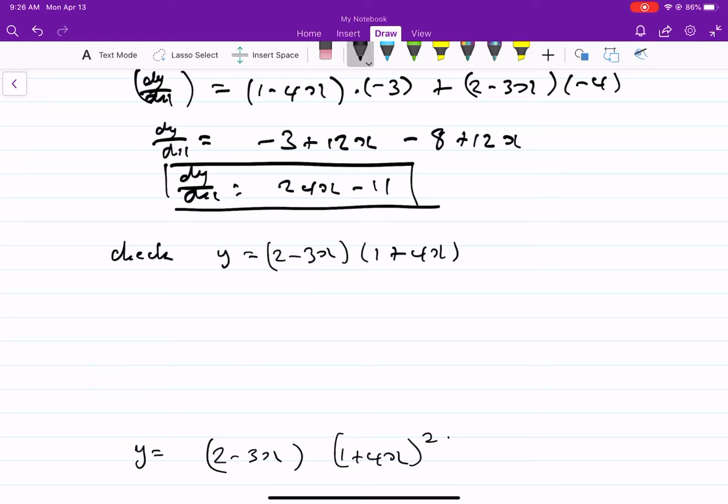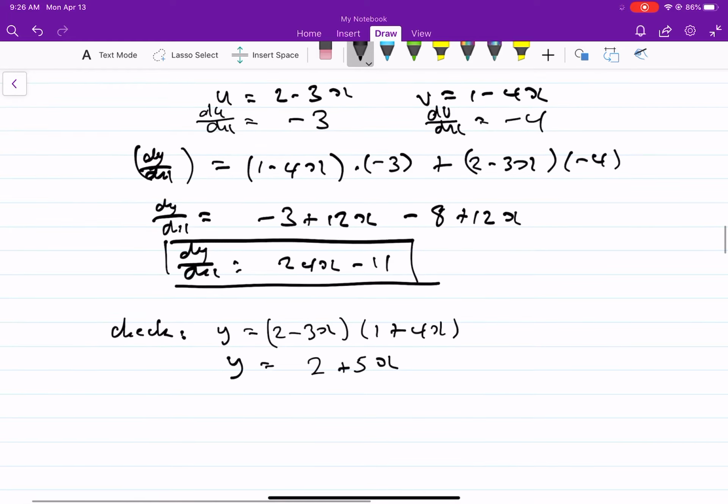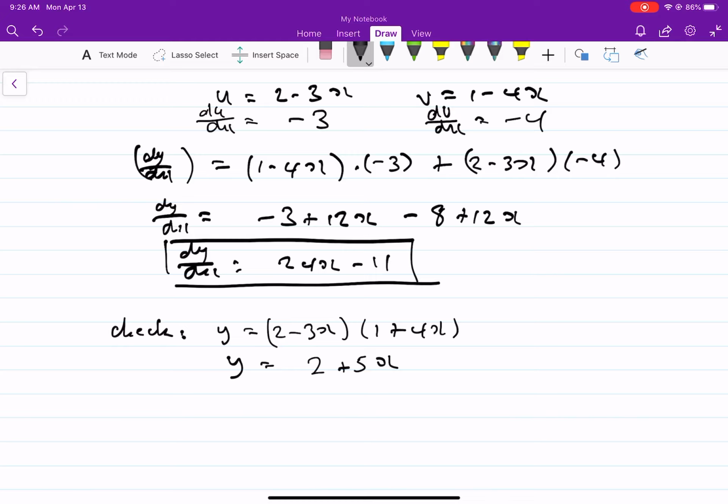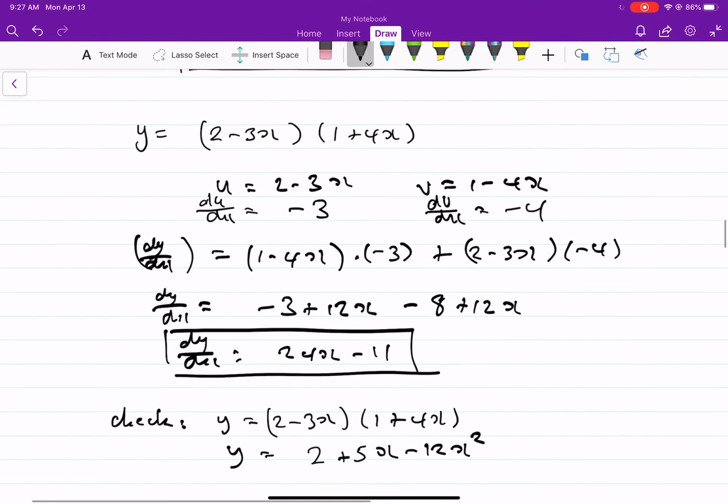Okay, if I expanded the brackets first, so I still write back y is equal to, that's 2 times 4 is 8x minus 3x, that's plus 5x, and then minus 3 minus 12x squared. I know there's an error in here, so let me go back and find it.